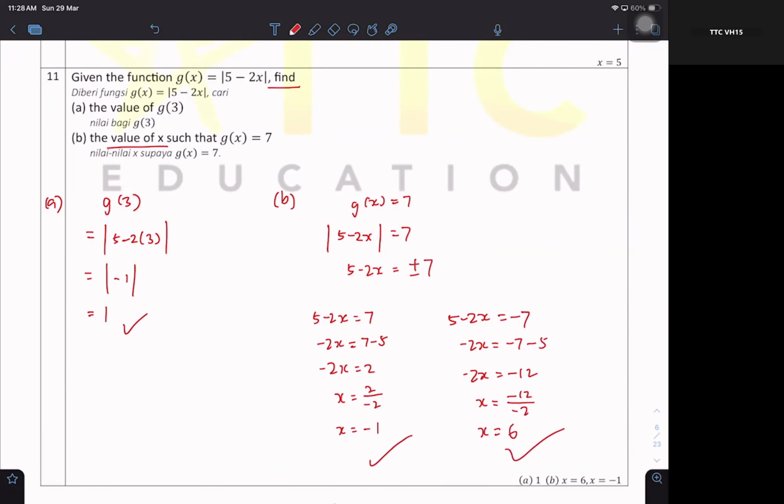Yeah, done. Understand? So this is how you find the x that is inside the modulus. You throw the modulus to the other side, it becomes plus and minus. You definitely learned this before in normal class, okay? But maybe you forget lah, okay?